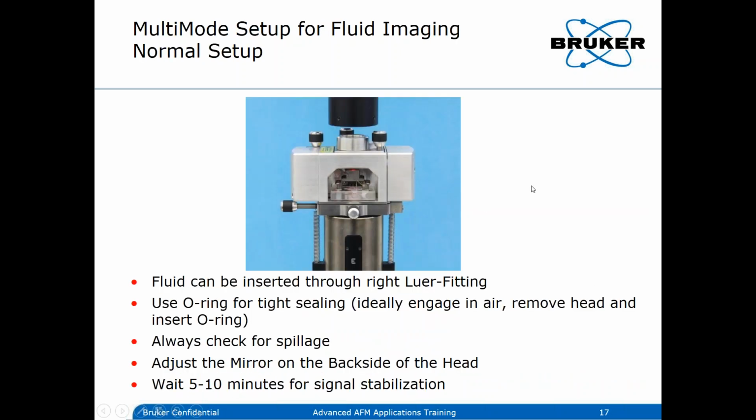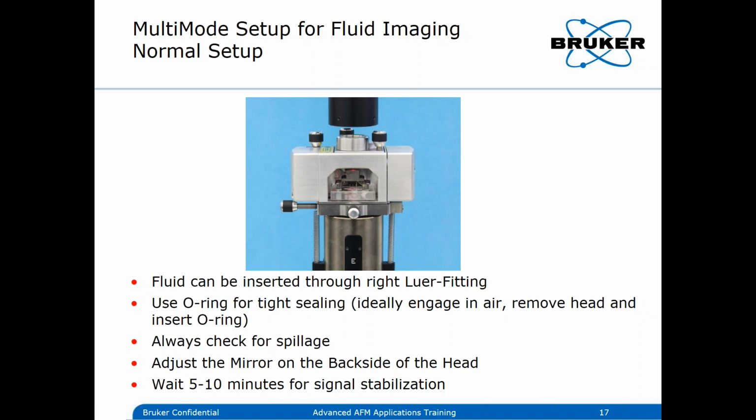So for the multi-mode, it looks slightly different. Here you have the multi-mode setup, where from the right fitting you can fill the fluid in. The one which is technically in the middle of the cell is more or less the overflow, where the water would come out. If you insert the water from the right-hand side and let it go into the cell, you would need to use an O-ring for the tight sealing.